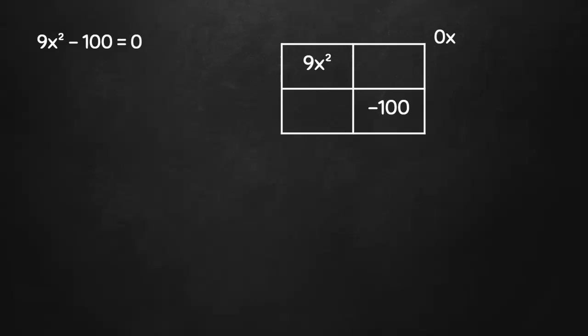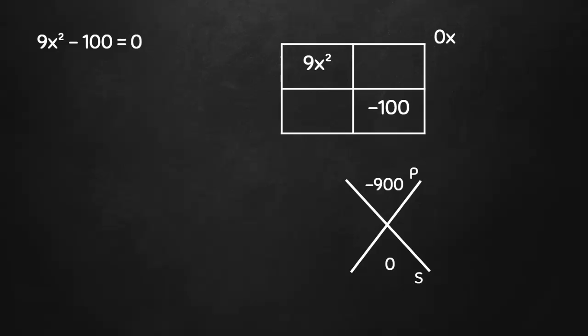Now with this question, I don't know what I should put for the 9x squared. I don't know if I should put 3 times 3 or 9 times 1. So I'm going to use what's called the product sum diamond. I'm going to multiply my a value times my c value and put it in the top of my diamond, which is negative 900. And then I'm going to put my b value in the bottom of my diamond. My b value I know is 0.